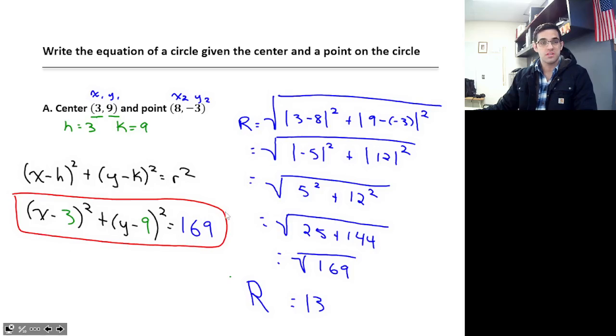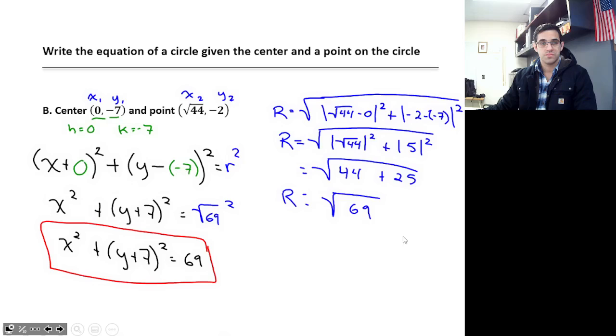So here's our equation for this circle right here. Alright, another example. Again, h and k are given. We plug those into our formula. So we'll have x squared, and since k is negative 7, we'll have y minus negative 7, or y plus 7 squared.